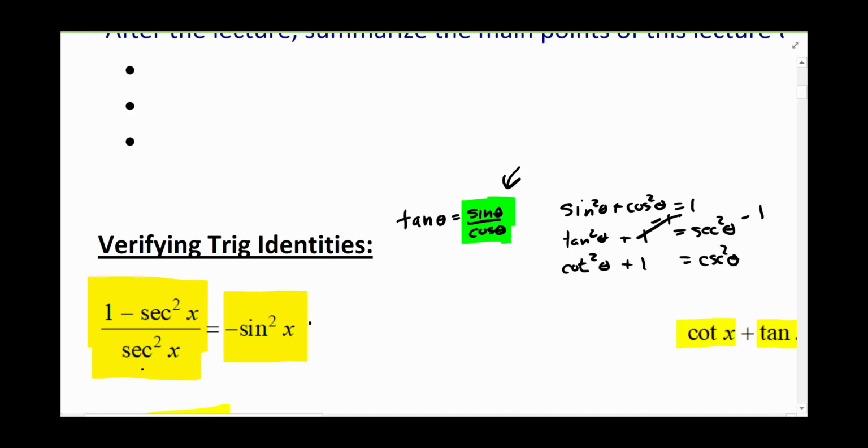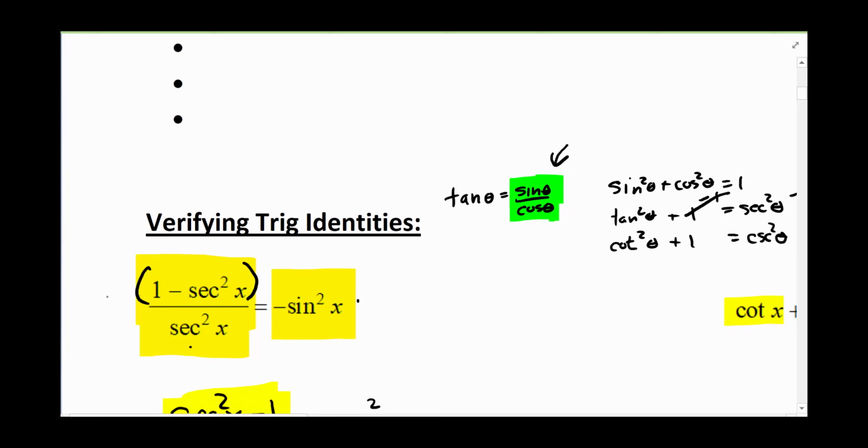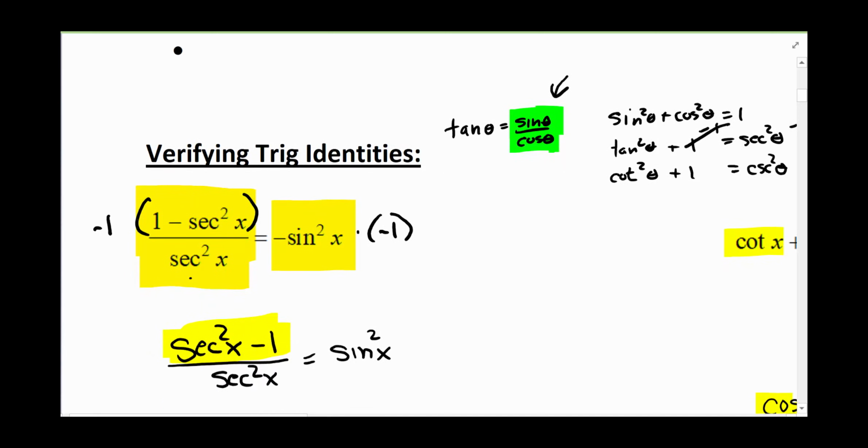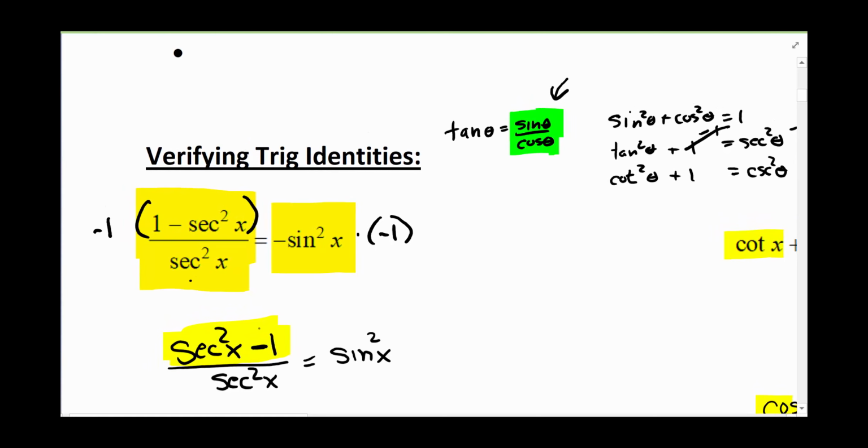But this says 1 subtract secant squared, and that says secant squared subtract 1. So if I multiply this whole side by negative 1, I would then need to multiply this whole side by negative 1. Negative 1 times 1 is negative 1, and negative 1 times negative secant squared x is positive secant squared x. So those two things just reverse. And then negative sine squared x times negative 1 is positive. So far, all I've done is multiply both sides by negative 1. And now secant squared x subtract 1 is equal to tangent squared x.